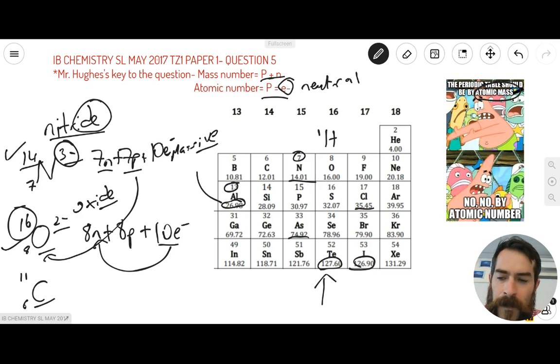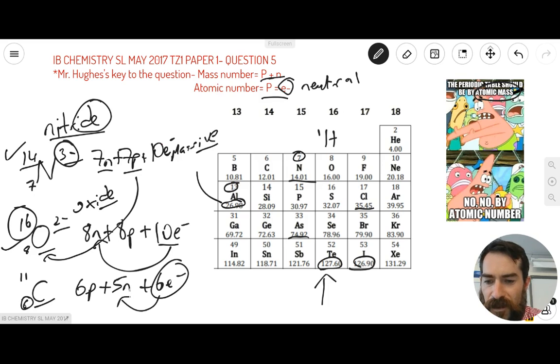And in the last example, although it's neutral, it has an odd number for its mass number. So therefore, in this case, the 6 tells us we have 6 protons. And therefore, if you subtract the 6 from the 11, that will tell you that you have 5 neutrons. And for this to be neutral, you must have 6 electrons. So although it's neutral, you can see that you still have one more electron than neutron. So that's why the answer to this particular question would have been the letter C.